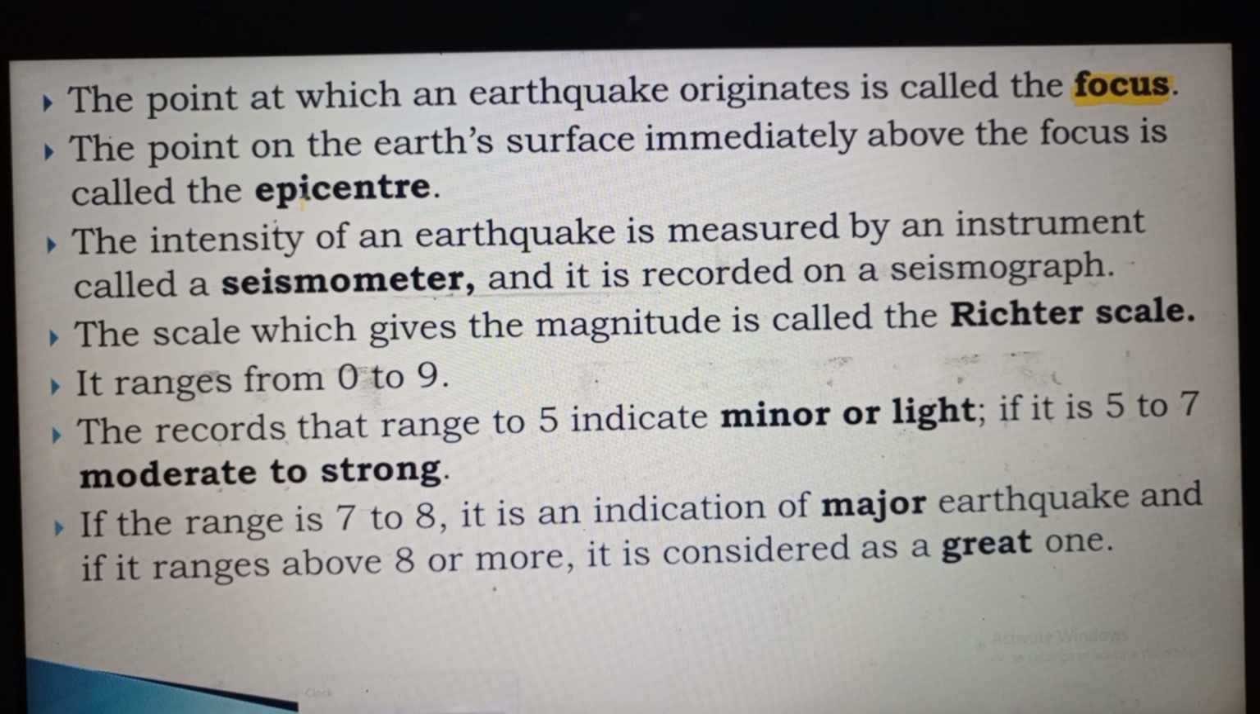The point on the earth's surface immediately above the focus is called the epicenter. So the epicenter is found on the surface of the earth above the focus, but the focus is found in the crust. Nobody can see it with the naked eye without an instrument, because the focus is found underground.